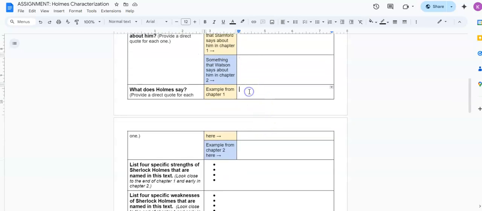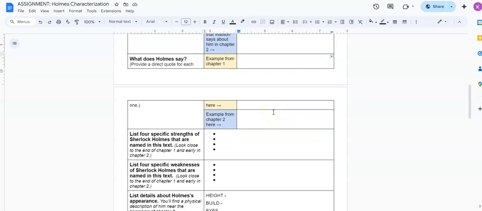Then, what does Holmes say? This also should be a direct quote. Now, I'm going to give you a hint. If you just give me some random quote where Holmes says something, you're not going to get points for this part. Give me an example of what Holmes says that demonstrates the kind of person he is.